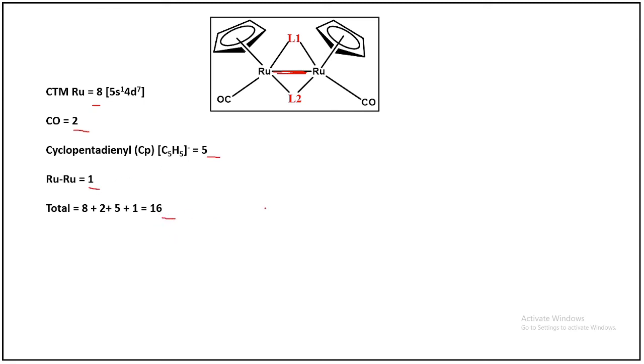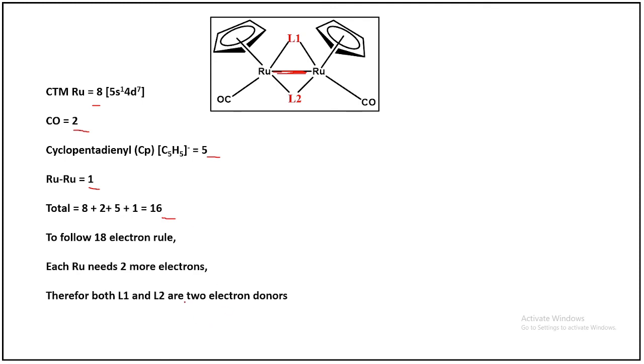In the question, it is told that the compound follows 18 electron rule. That means each ruthenium needs 18 minus 16, that equals 2 electrons. Thus, we can say both the L1 and L2 are 2 electron donors. Now, our task is to find 2 electron donors from the options given in the question. First one is H minus. We have seen earlier that this is always a 1 electron donor, whatever the condition be.